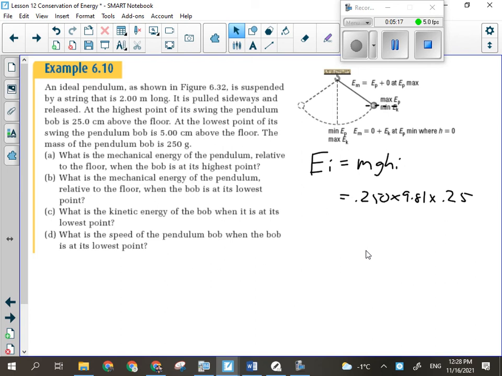What's the mechanical energy of the pendulum relative to the floor when the bob is at its lowest point? People will go and they'll do this. Okay, I need to know the potential energy and the kinetic energy, so I got to get all these numbers. I don't know how fast it's going. How am I going to get that? When all they need to realize is it's that number. Okay, it's not changing. That's exactly what this question is testing.